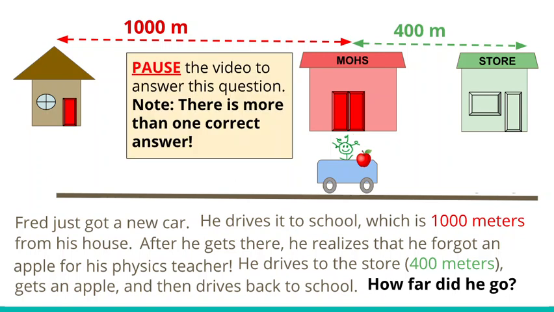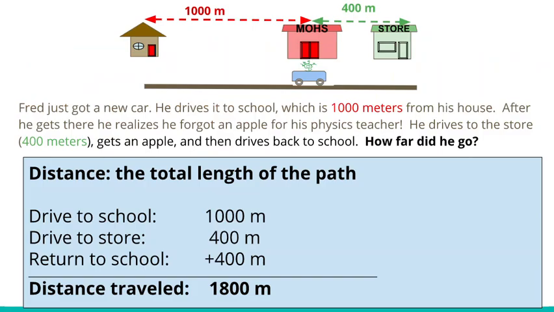At this point, pause the video and answer the question. And I want to point out there's more than one correct answer for this question. The reason there's more than one answer is that this question isn't really worded very clearly. It just says how far, but it doesn't say how we're going to measure how far he goes.